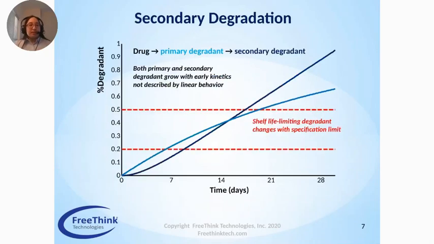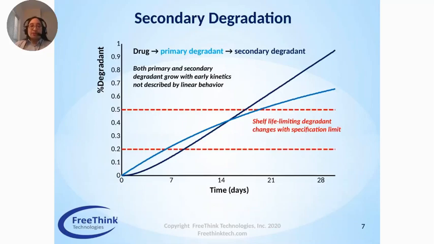Another example is the case of secondary degradation. So here, if you have a drug that degrades to a primary degradant, this light blue line here, that degrades further to a secondary degradant, the dark blue line. As the primary degradant starts degrading, the rate at which the amount you measure grows seems to slow down because it's being consumed. In contrast, the secondary degradant requires the primary degradant to form. So there's a little bit of time at the beginning here where it doesn't immediately start to grow.